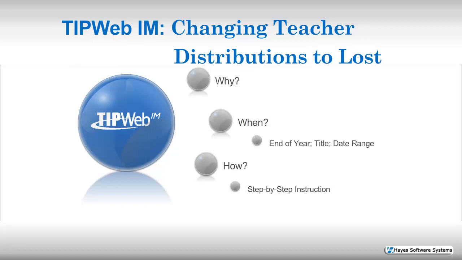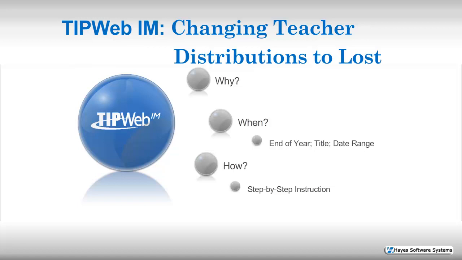First, why? It simply allows your campus the ability to reflect textbooks that were not returned by the deadline set. Next, when? Typically, we see this process at the end of a school year. However, in your district, it may be appropriate to change a particular title to lost, or a date range. I'll give you some scenarios that will help you understand these options.